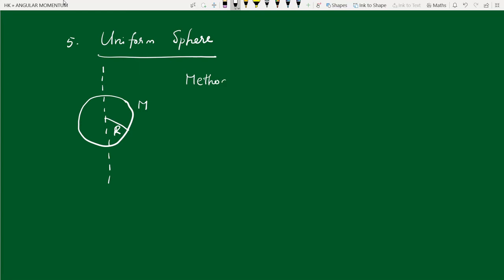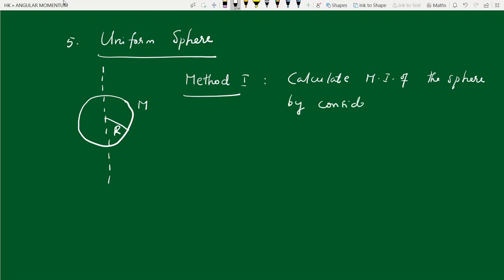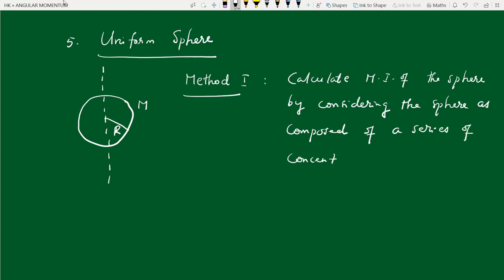In method 1, calculate the moment of inertia of the sphere by considering the sphere as composed of a series of concentric shells.